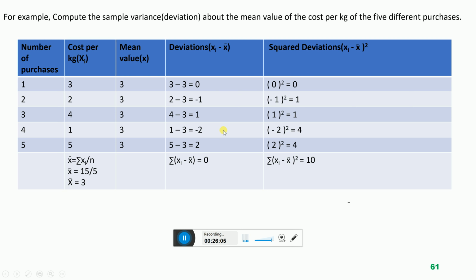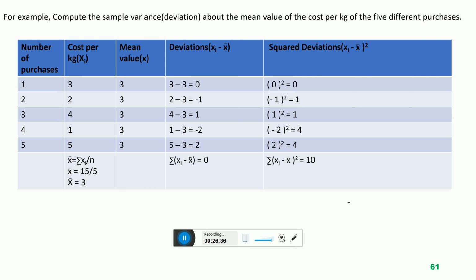How can we compute the mean? By adding together the data items and dividing by the number of the data items. But there is a problem. When I am computing the average deviation and adding together the values, all these values cancel each other. Minus 1 plus 1, 0. Minus 2 plus 2, 0. And when we add together the deviations, when we add together the variances, we find 0.